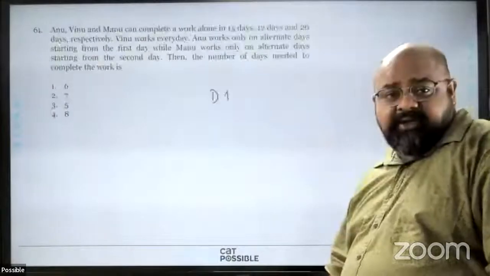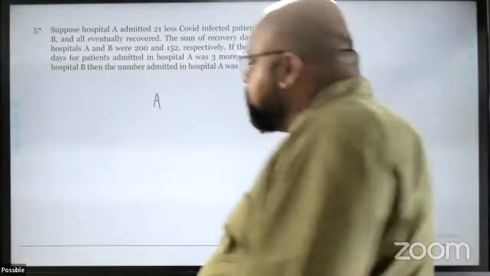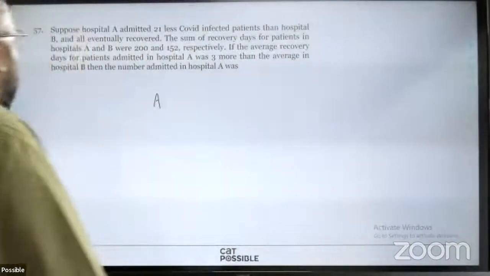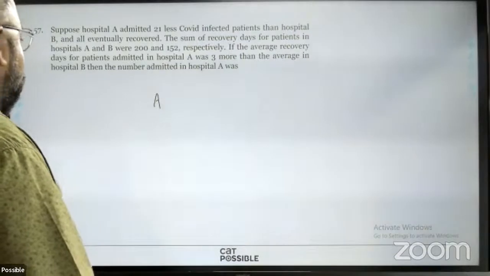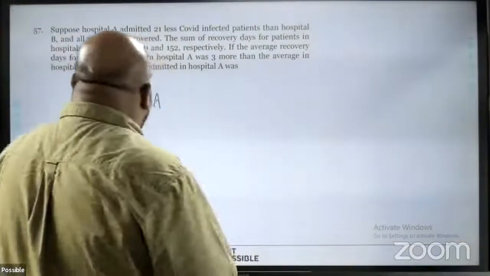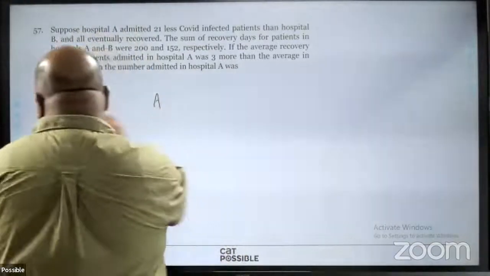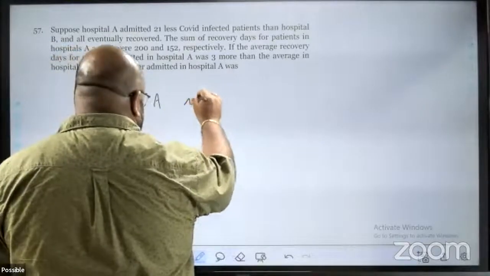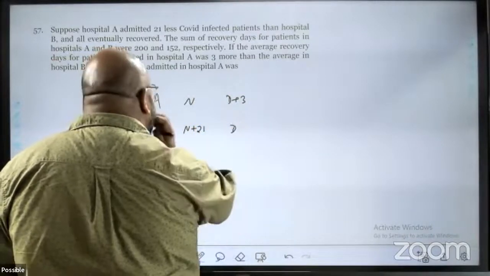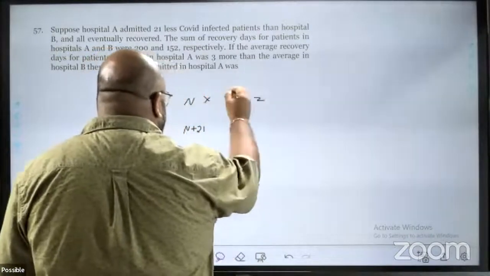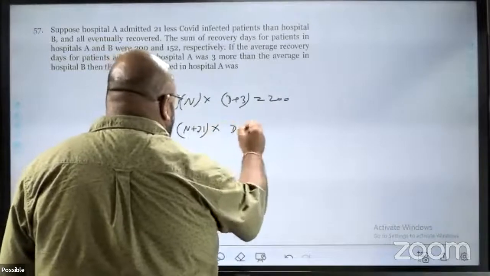Coming to the question that did not get solved, let us try and crack this question. Hospital A admitted 21 less COVID-infected patients than hospital B. Let us put better numbers here. Suppose 21 fewer patients were admitted, and the number of days in hospital A was 3 more than in the other hospital. Suppose I write this as N, the number of days is D plus 3. Here I write N plus 21 and a D. This product is 200. This product is 152.